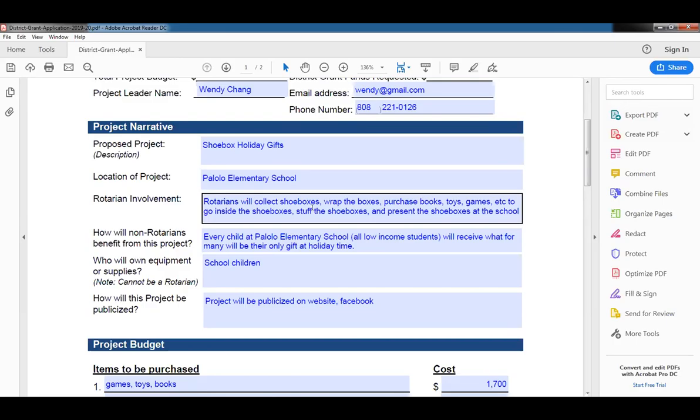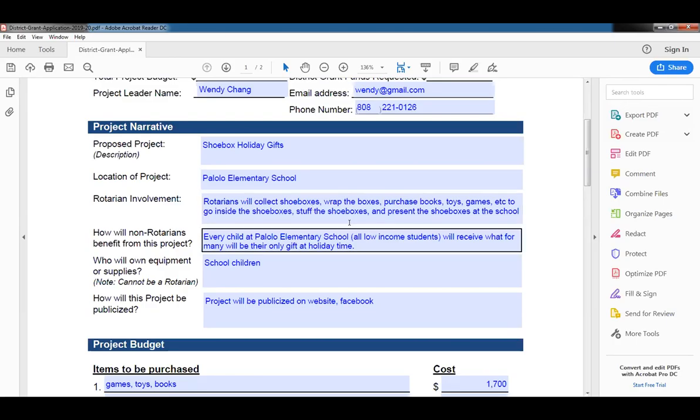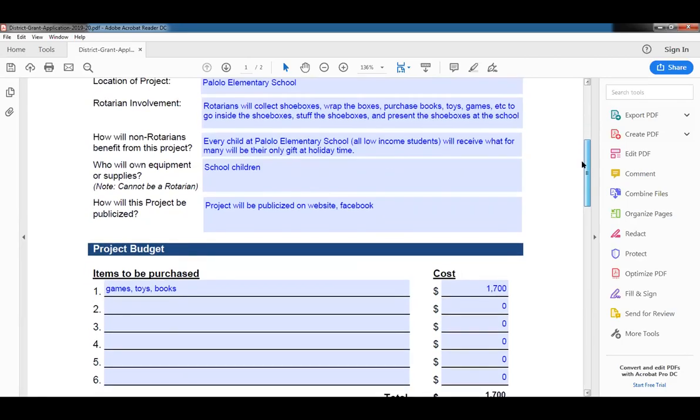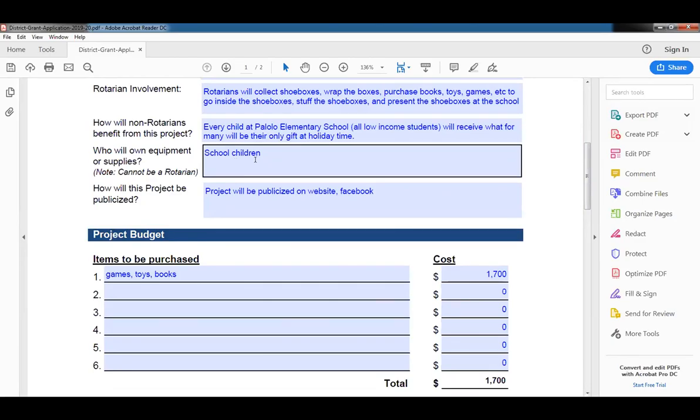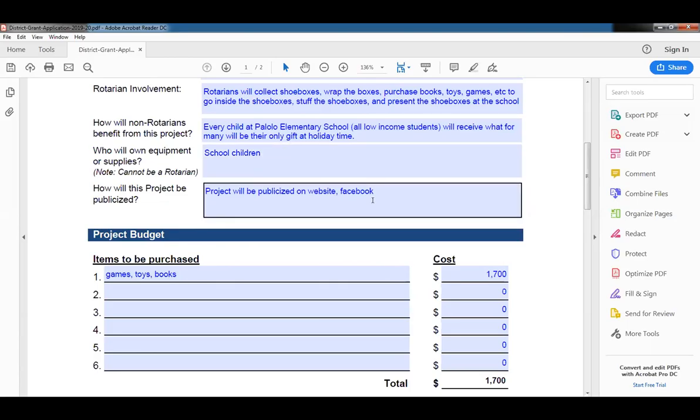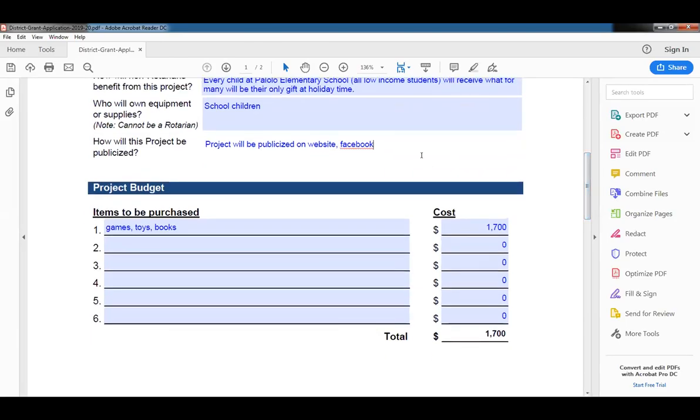So what we do is we collect the shoeboxes, we wrap them, we purchase the books, toys, and games to go inside them. We stuff them and we present the shoeboxes at the school to the kids. The non-Rotarians that will benefit: every child at Palolo Elementary School, which is all low-income students, will receive what for many will be their only gift at holiday time. And who will own the equipment? It cannot be the Rotary Club. It cannot be a Rotarian. The school children of Palolo will own this. And then particularly this year, we want to make sure that people understand what we're doing and that we are helping them to know the good things that Rotary does.